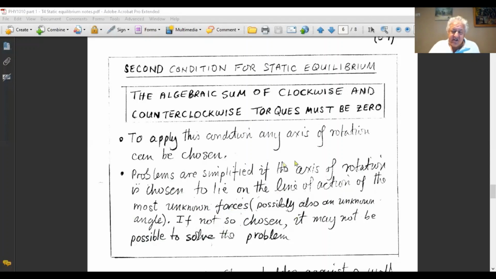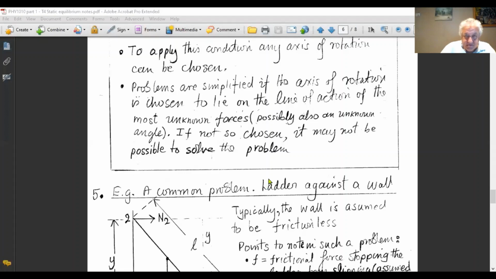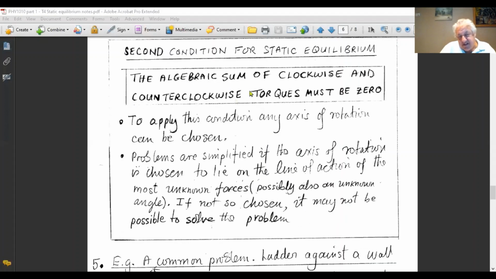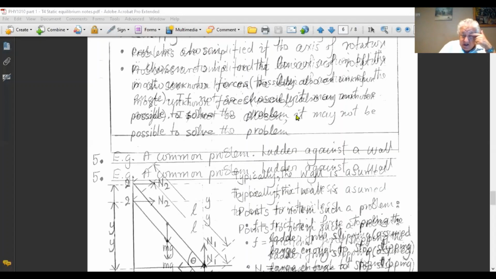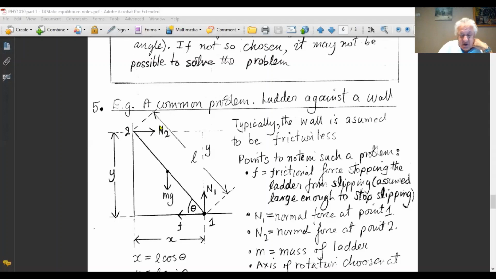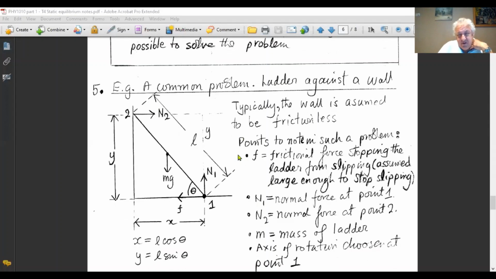You're free to choose the axis of rotation wherever you want, but if you choose it at the place where you're finding unknown forces, unknown forces may be in more than one point. So you choose the axis of rotation to go through the place where the most unknowns are, including if the angle is not known. You'll understand this better when we do examples. And you'll see how to use this again when we do examples. I have some common problems which I'll outline, but before I do that, let me go to the whiteboard to go through some of these conditions on the whiteboard.